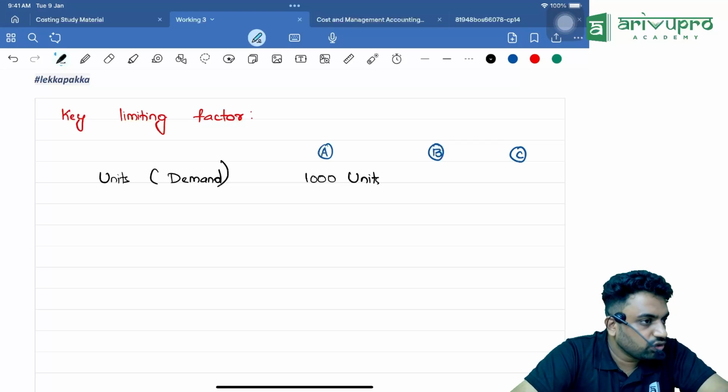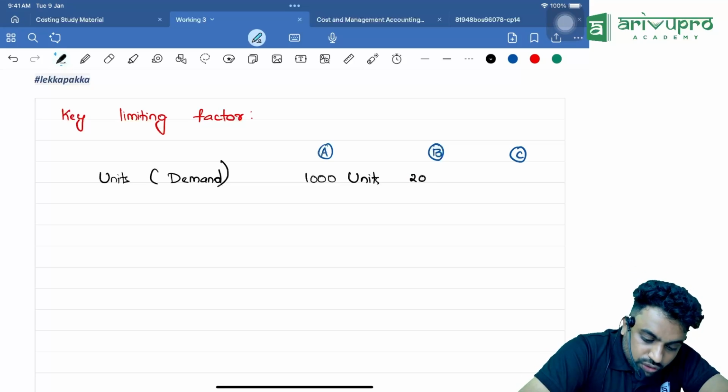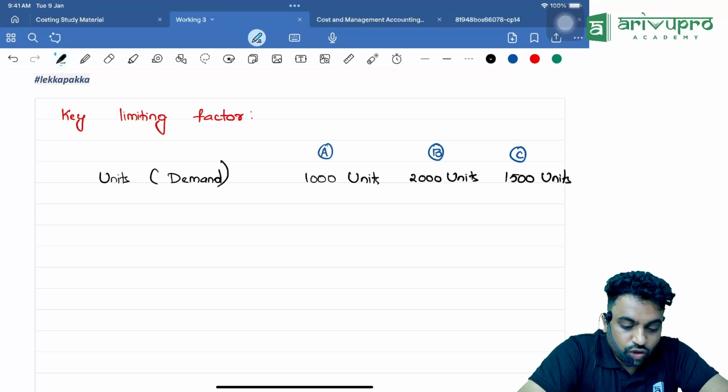Please concentrate. Don't talk. A 1000 units demand is there. B, let's say 2000 units demand is there. C 1500 units demand is there. 1000 units, 2000 units, 1500.